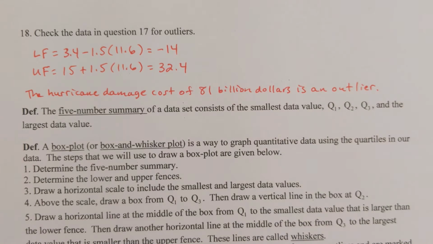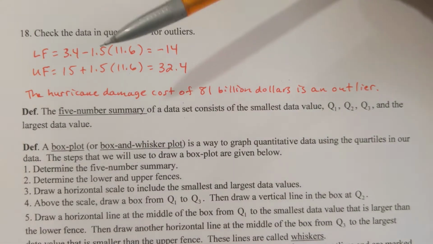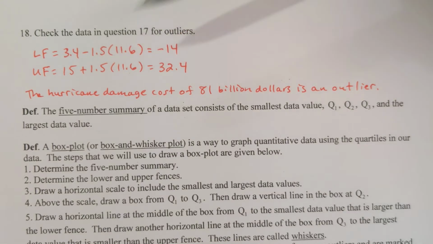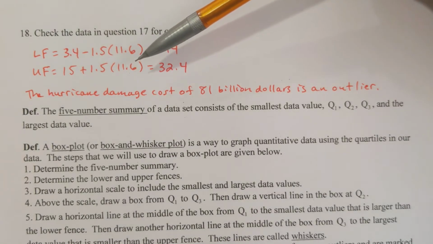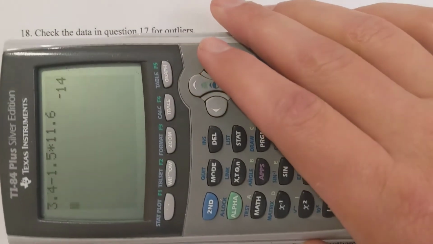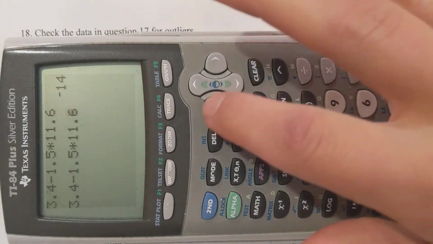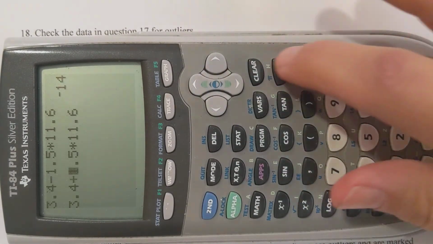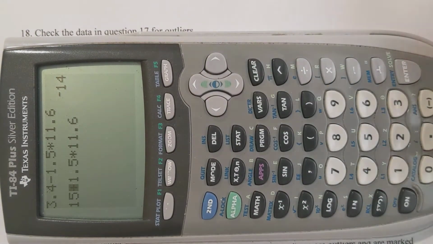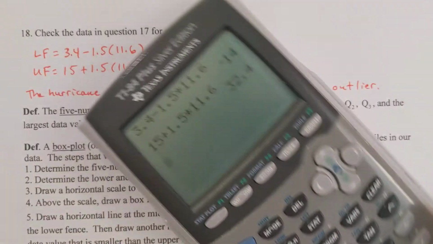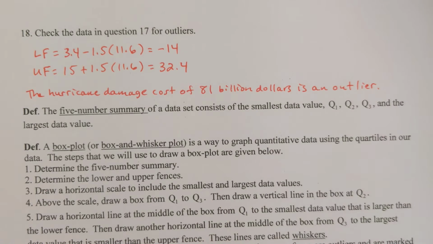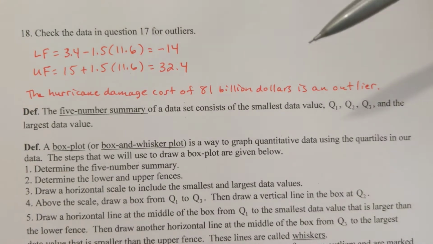For the upper fence, I do the same thing: I take the third quartile, which is 15, plus 1.5 times the interquartile range, 11.6. When I enter that in, I get 32.4. So negative 14 to 32.4 would be the cutoff points.